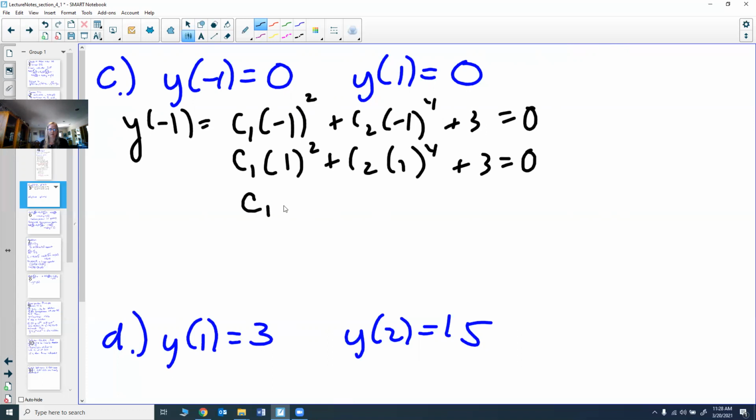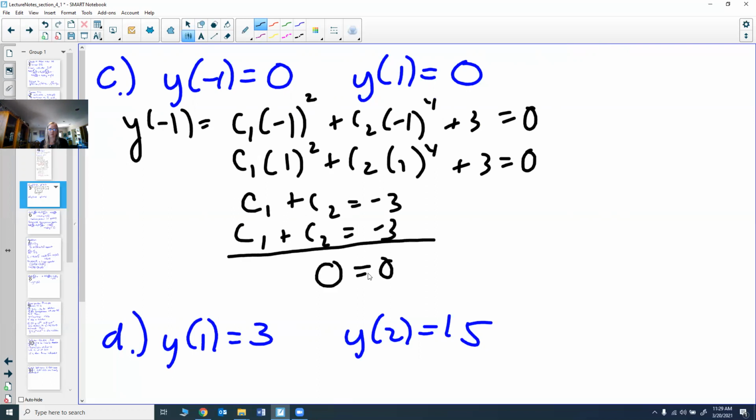So I notice in this case I have c1 plus c2 equals -3, and c1 plus c2 equals -3. When I add those together, or subtract those, I should say, I'm going to get 0 equals 0. So that means there's a solution, but it's not unique, because whenever we get 0 equals 0 in a system, we have infinitely many solutions. So there's no unique solution.